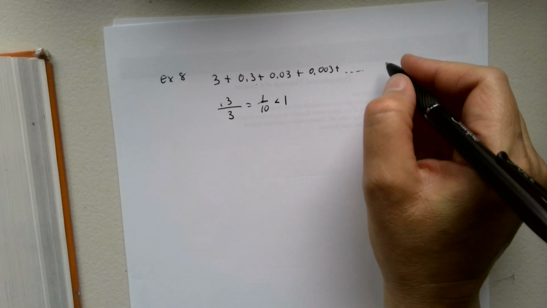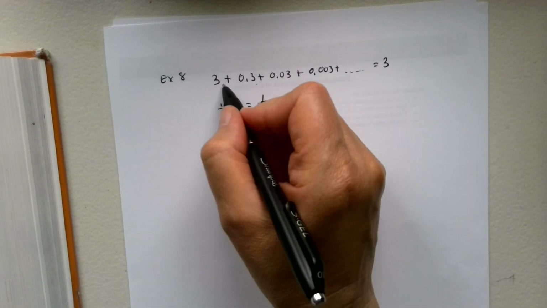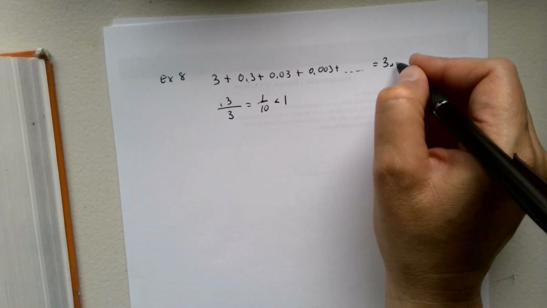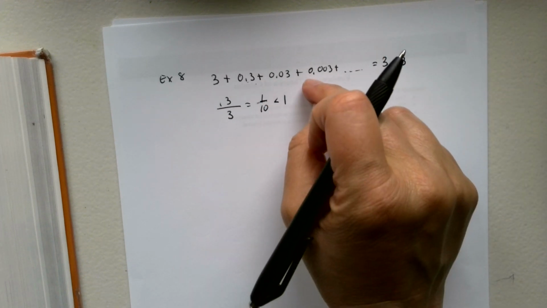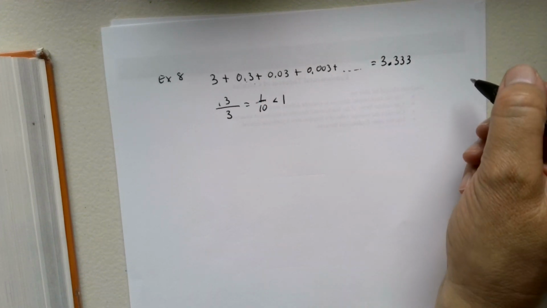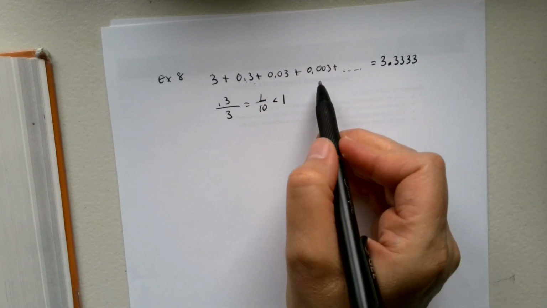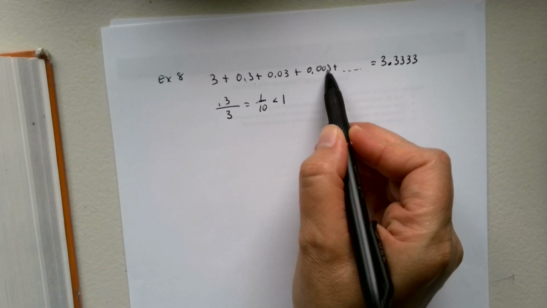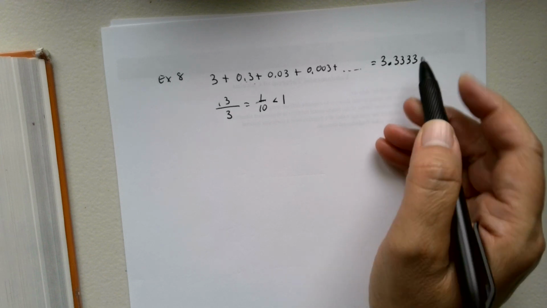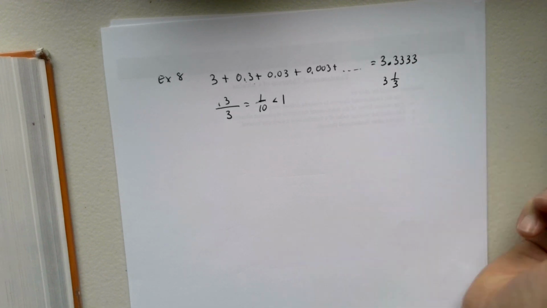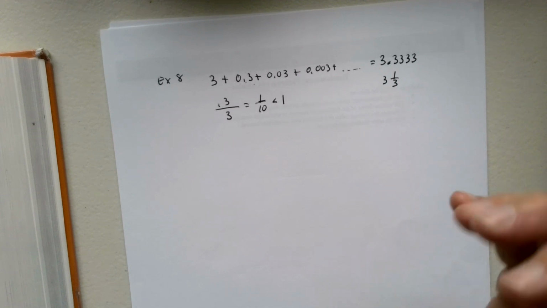Now, if I were to add these up, 3 plus 0.3 plus 0.03 plus 0.003, this is getting smaller and smaller. We're just basically putting a 0 in front of 3. If you add all that up, it's going to basically be 3 1/3. And so it's kind of leveling off.